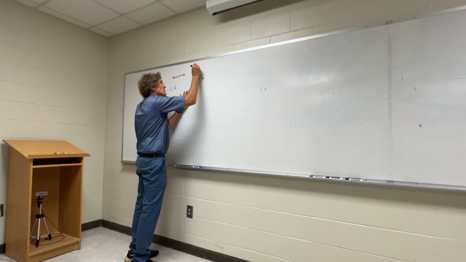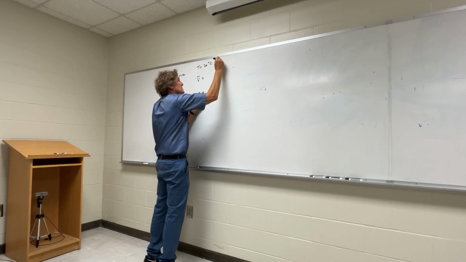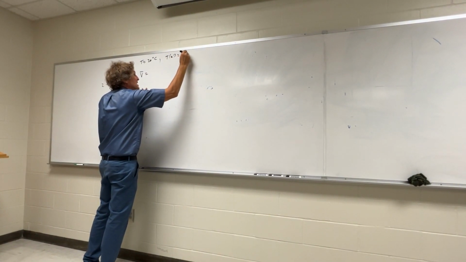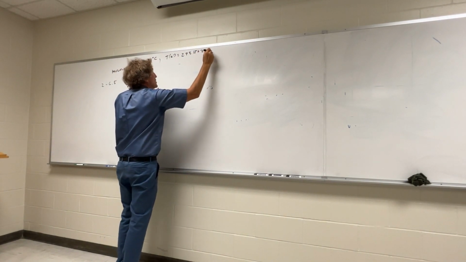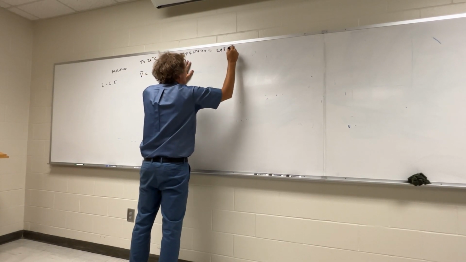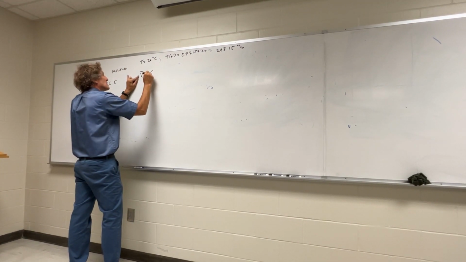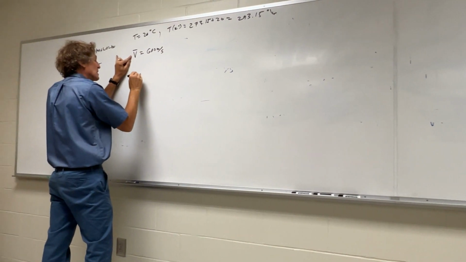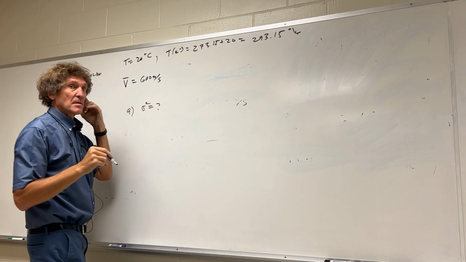So temperature is 20 degrees Celsius, and that means the Kelvin temperature is going to be 273.15 plus 20, or 293.15. And then it says the average speed is about 600 meters per second. The first part wants you to find the variance of molecule speed. So they're looking for sigma squared, right?